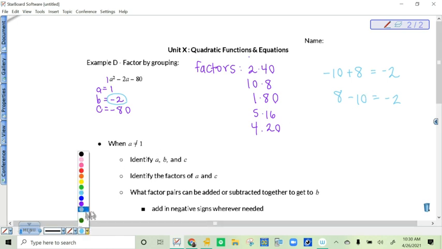So now I'm going to set up my two binomials. And again, I have negative 10, so minus 10. And I have a positive 8, so plus 8. And then what do I put here? A. There you go. A. I just put the variable.